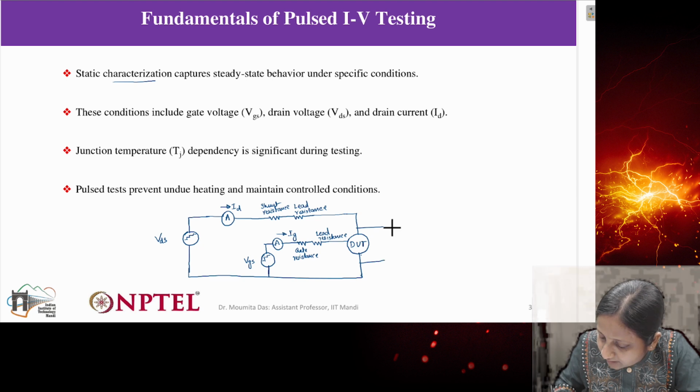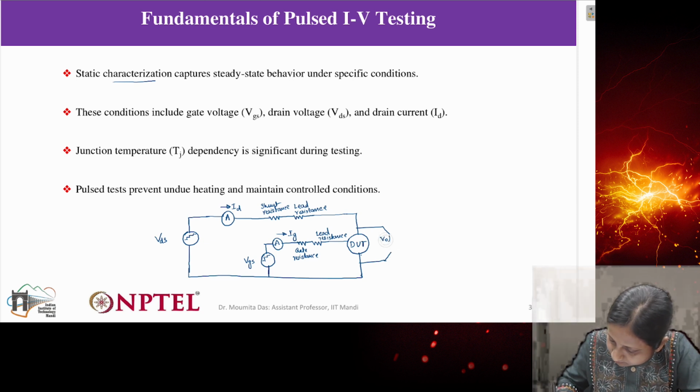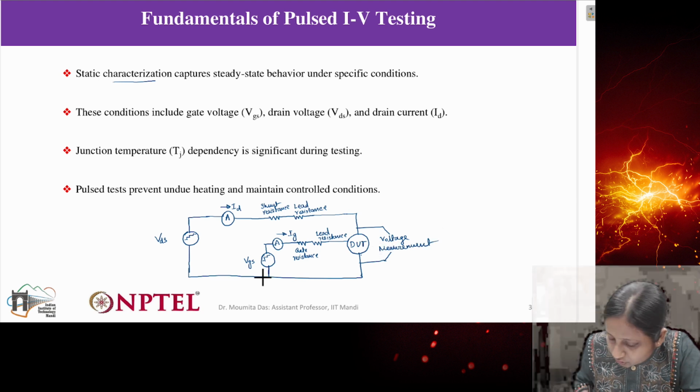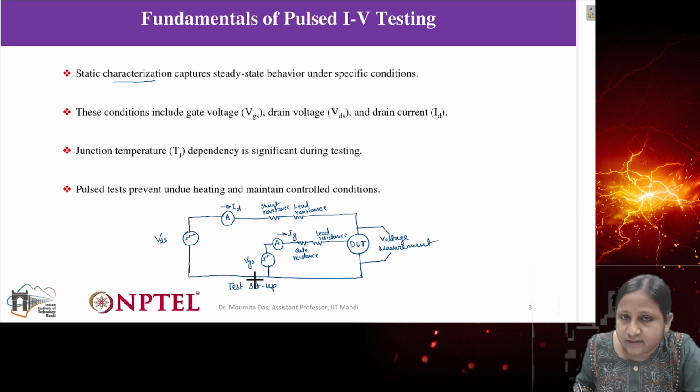And here we can actually measure the voltage of the device. It will give us the actual drain to source voltage which is appearing across the device. Although we are providing a drain to source voltage, how it is actually appearing, we can get from this measurement. So this is the test setup for static characteristics.